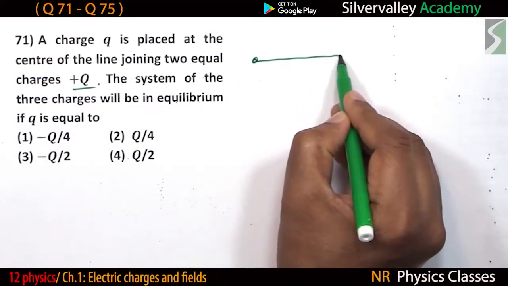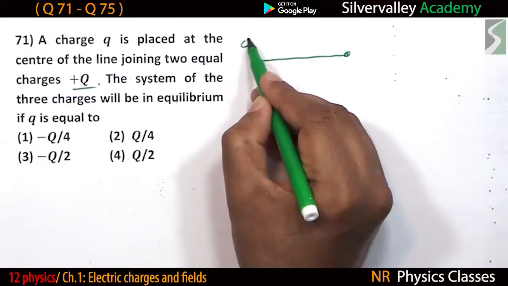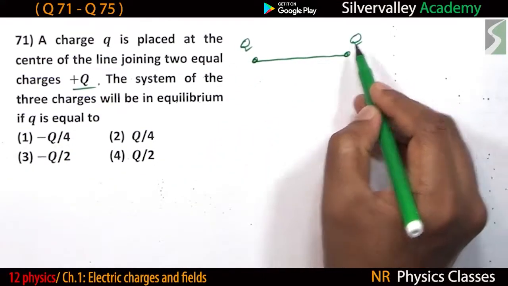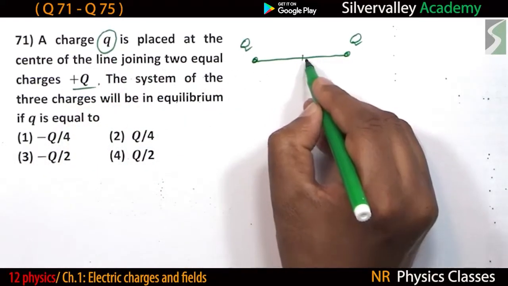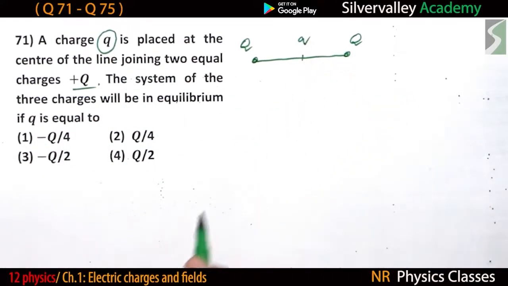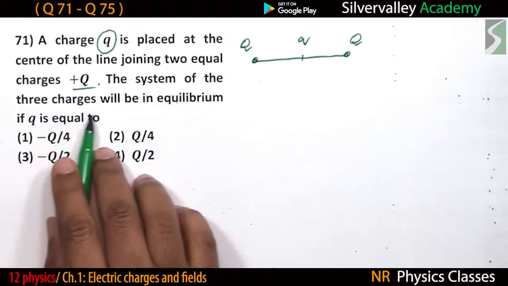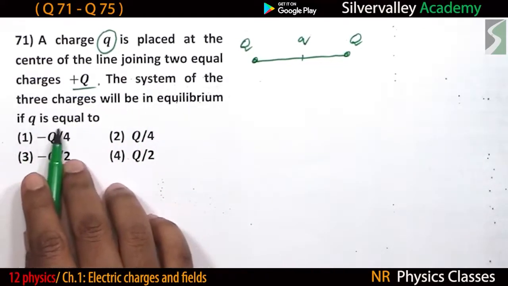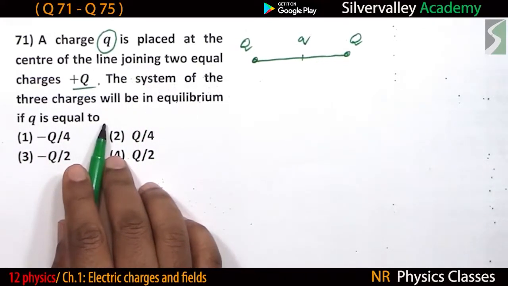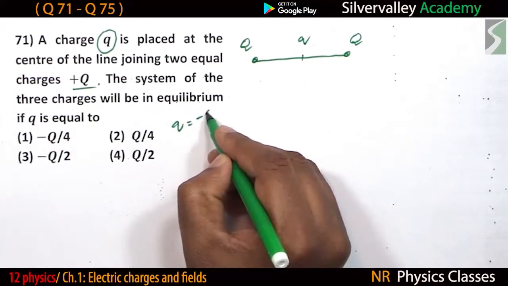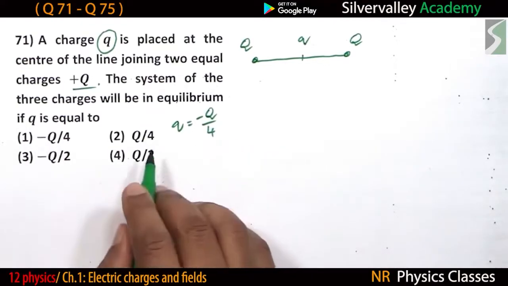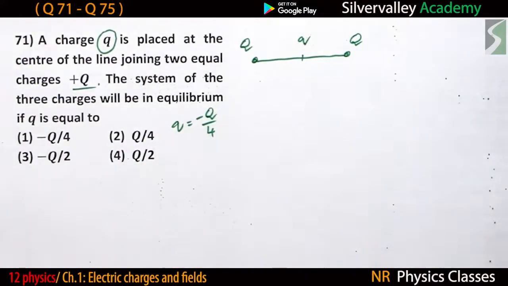This is q, this is q, capital Q, and small q is at the center. So this is small q. The system of three charges will be in equilibrium if q is equal to, then this q is equal to minus Q by 4. This is a standard problem.